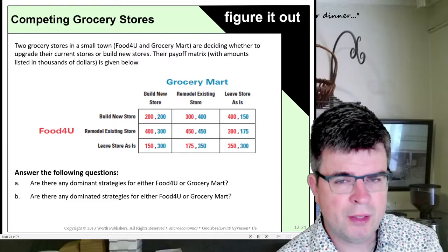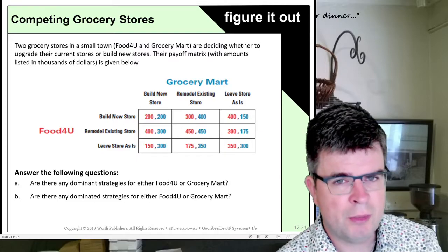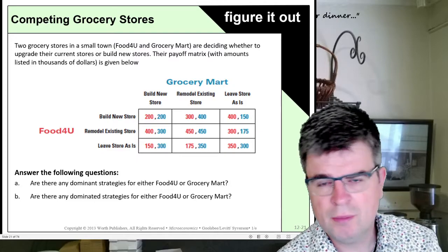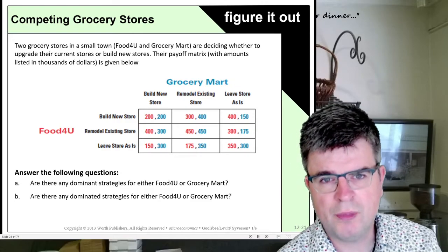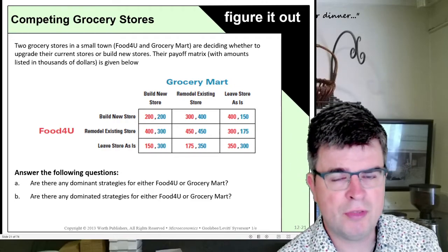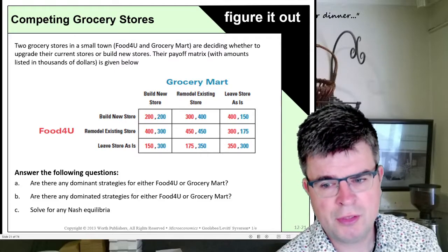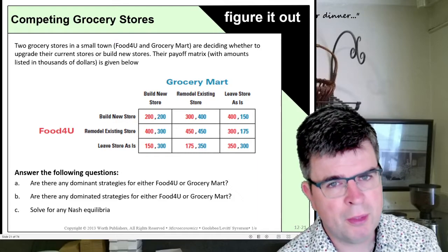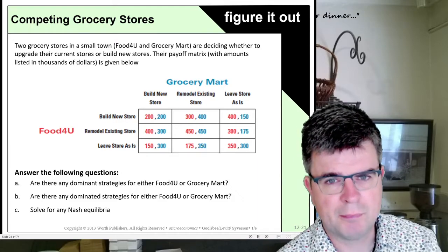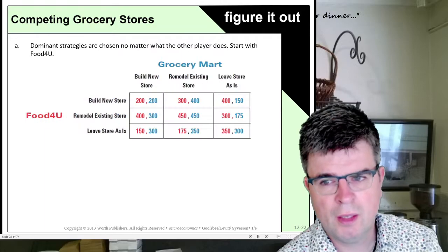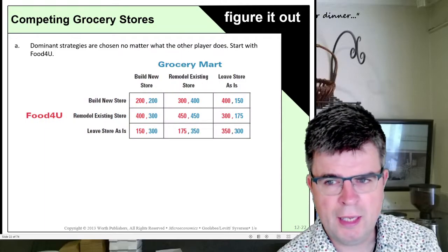Then second, we can ask, does either of the players have a dominated strategy? Does it have strategies that it will never play, such that we can safely ignore them? And thirdly, what are the Nash equilibria of this game? There may be one Nash equilibrium, but there may also be multiple equilibria. Okay, to start with question A.